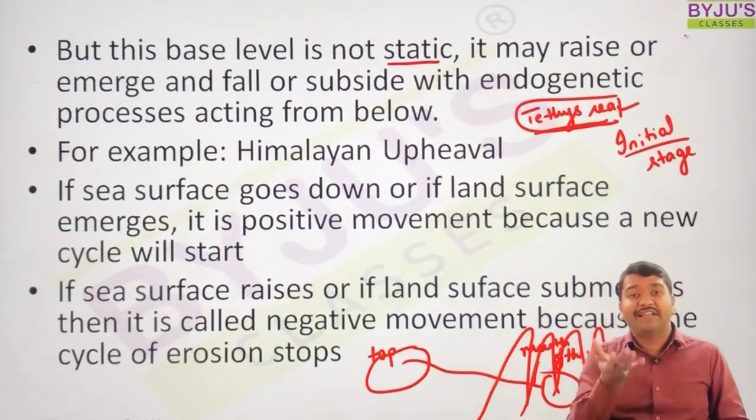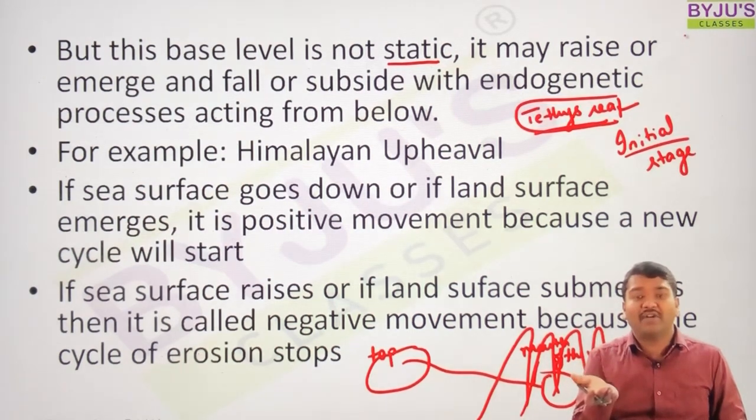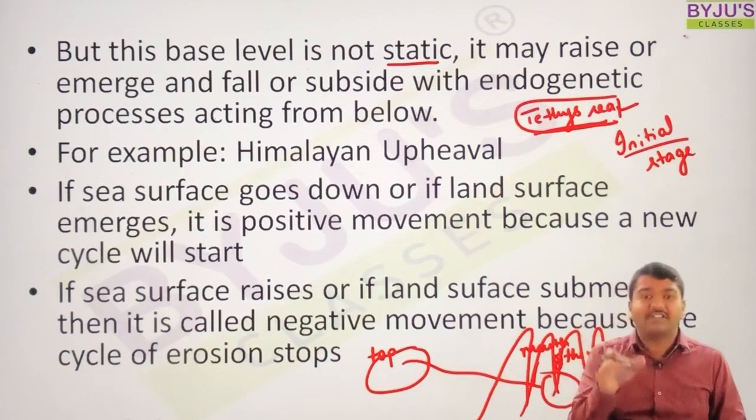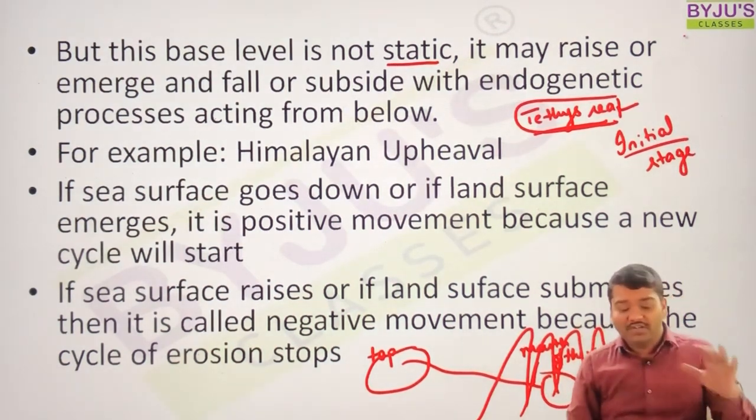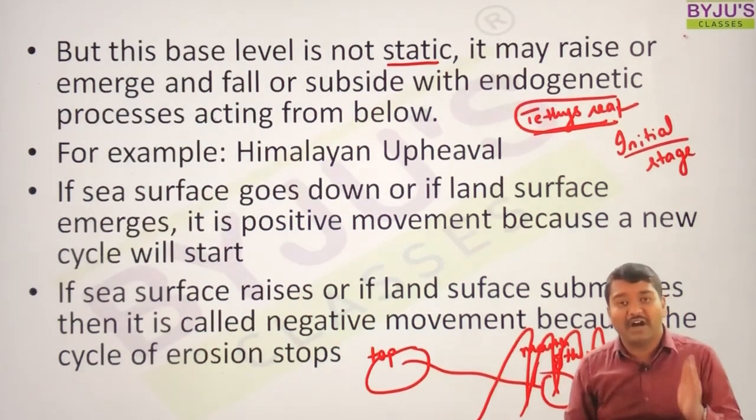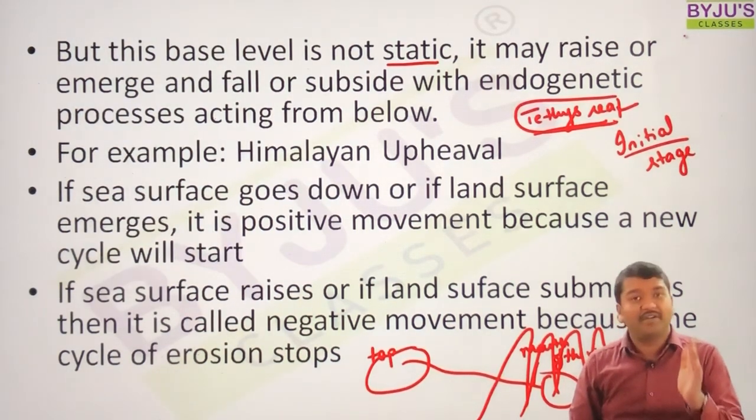Or if there is glaciation, then usually what happens, the sea level reduces, then the old stage will become mature stage. So all these are some of the common processes which are associated with the river flow.